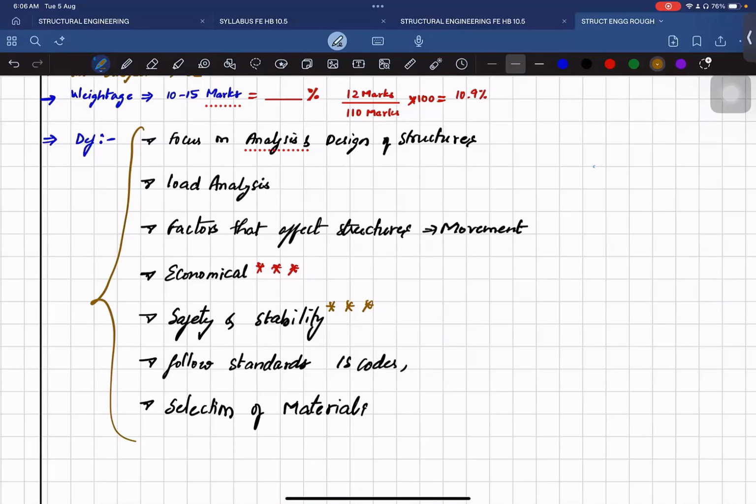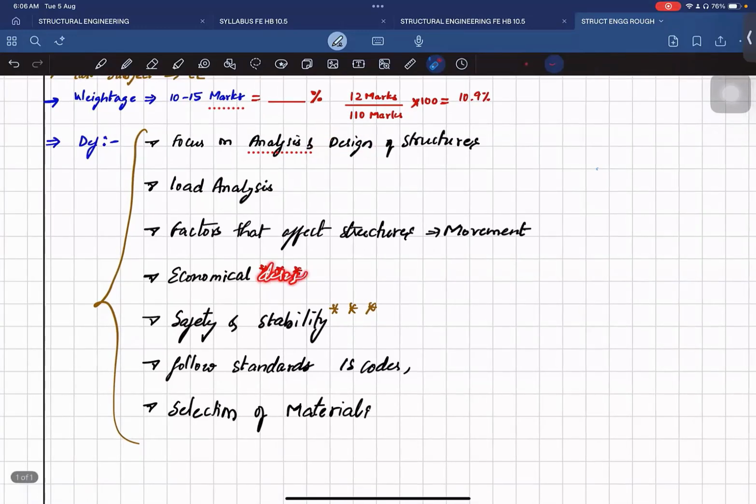Okay. Here I see some standard words. I see the word analysis, and somewhere I have seen the word design. And someone said economic design. So what is this analysis? What is this design? Are they the same or something different?